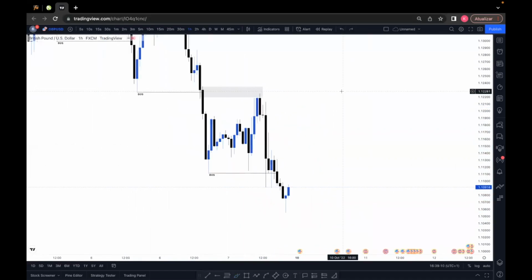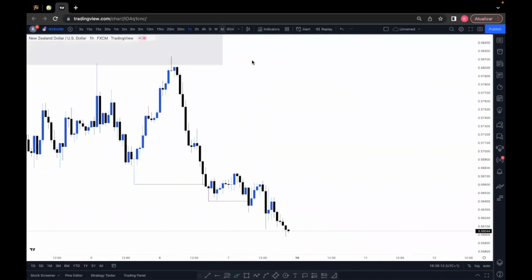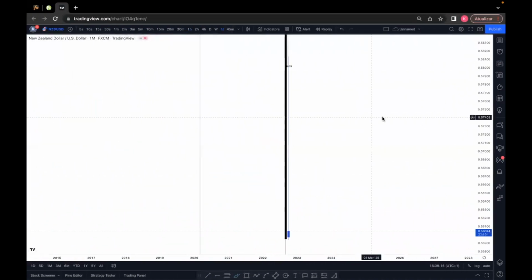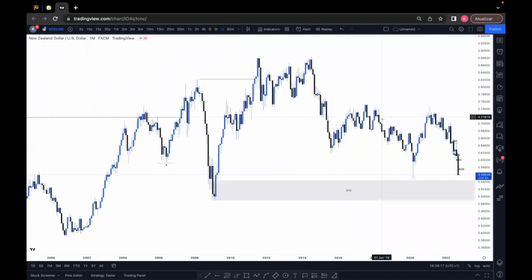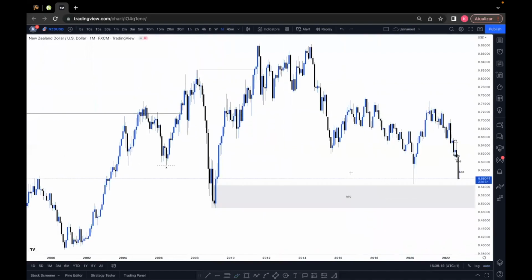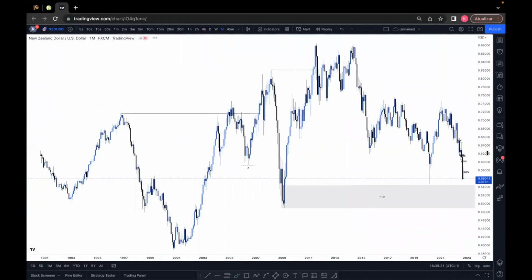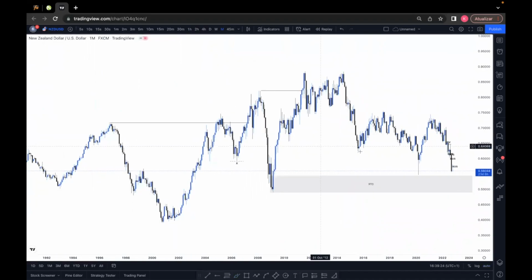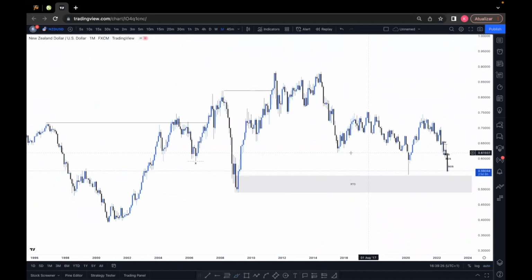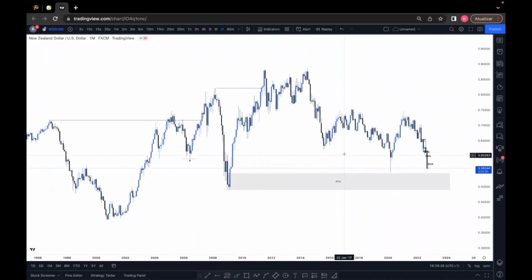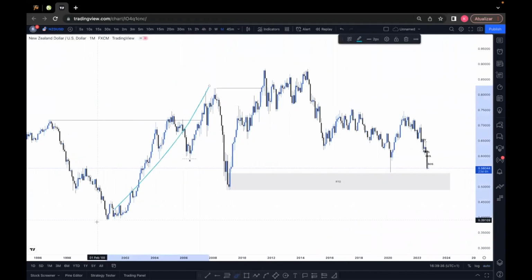Let's move to another pair, New Zealand dollar. Now, New Zealand dollar, we can start from the monthly time frame. Pretty much that's how I usually like to do my high time frame, multiple time frame analysis. If we look from the monthly time frame, we can clearly see the New Zealand dollar is bullish. We can clearly see that we had this push to the upside from a swing structure perspective. We had the structure low, we had the structure high.